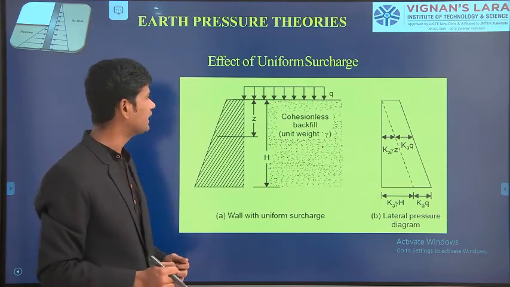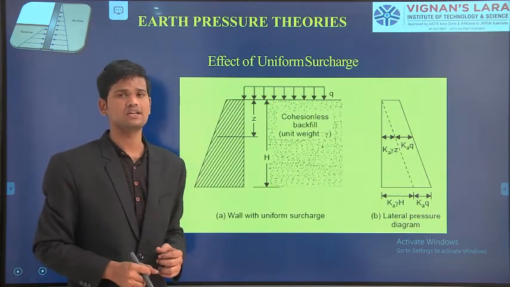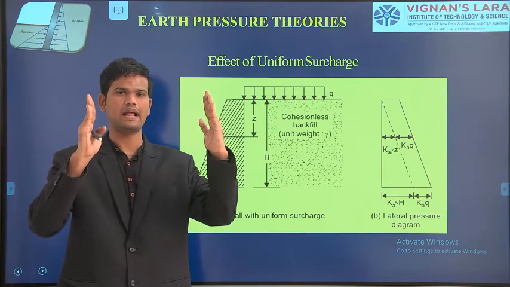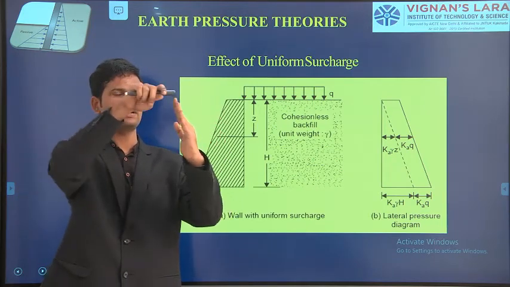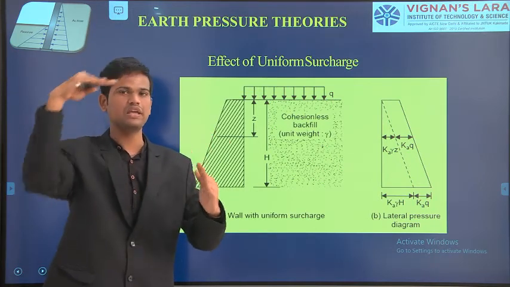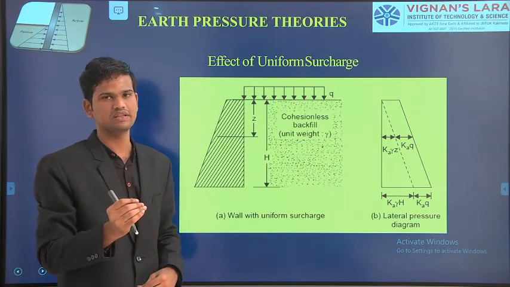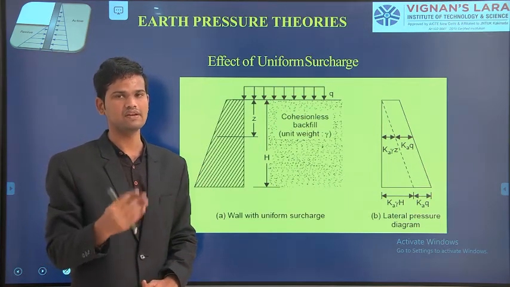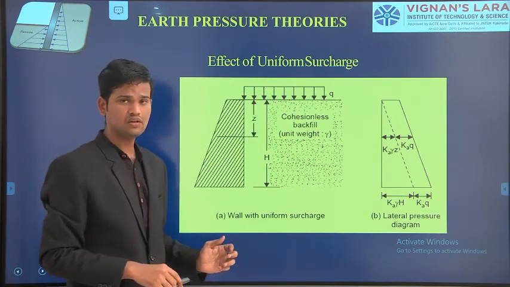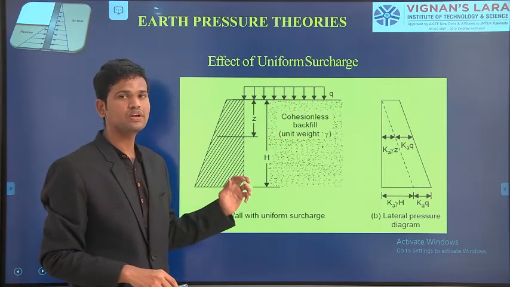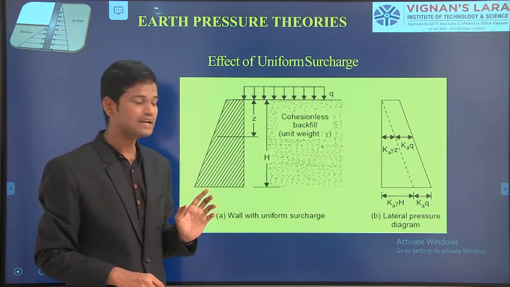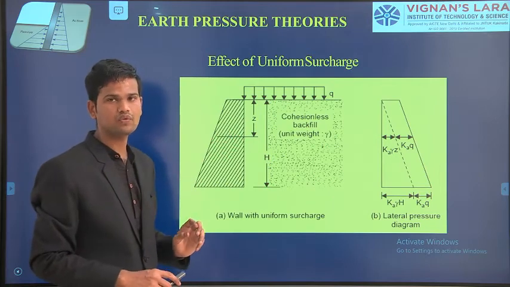Next we will see one more condition, the effect of uniform surcharge. In the first class itself I showed some embankments, and on them I created a pavement structure. For this pavement structure there is transportation of vehicles, that means either roadways, highways or railways. Due to this effect, vertical pressure will also be created on that wall. For such problems, we have to consider how the vertical pressure acts on the retaining wall and how the horizontal pressure also affects the retaining wall.